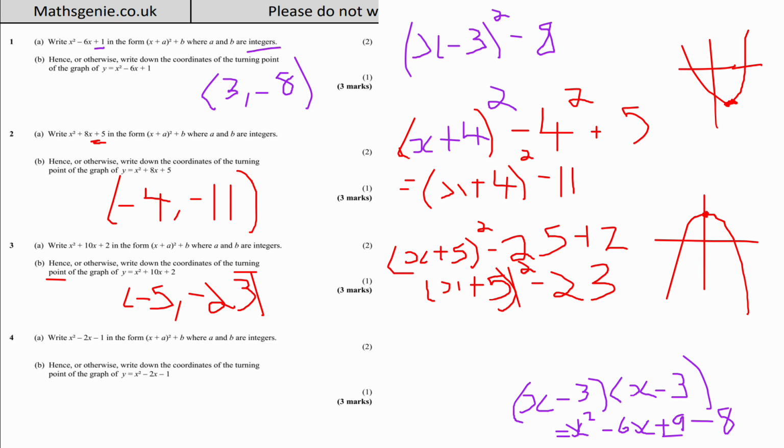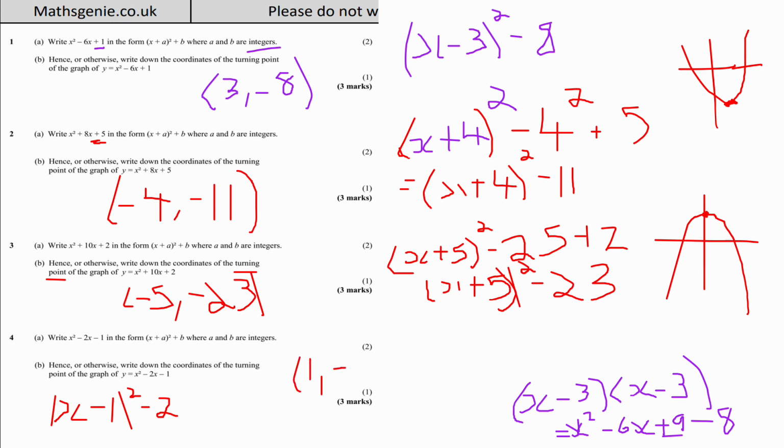Question number 4. Write this in completed square form. Again, it's going to be x minus half of 2, which is 1, squared, and then minus 1 squared, minus 1, becomes minus 2. Write down the coordinates of the turning point, where it's going to be 1, negative 2.